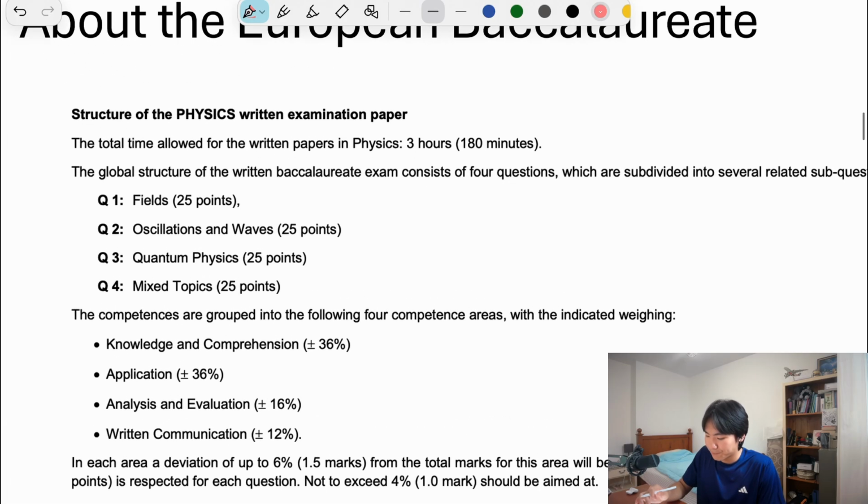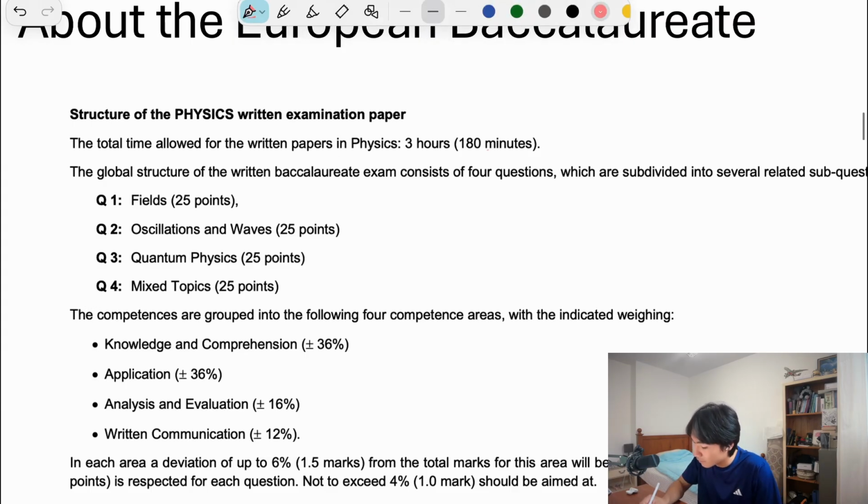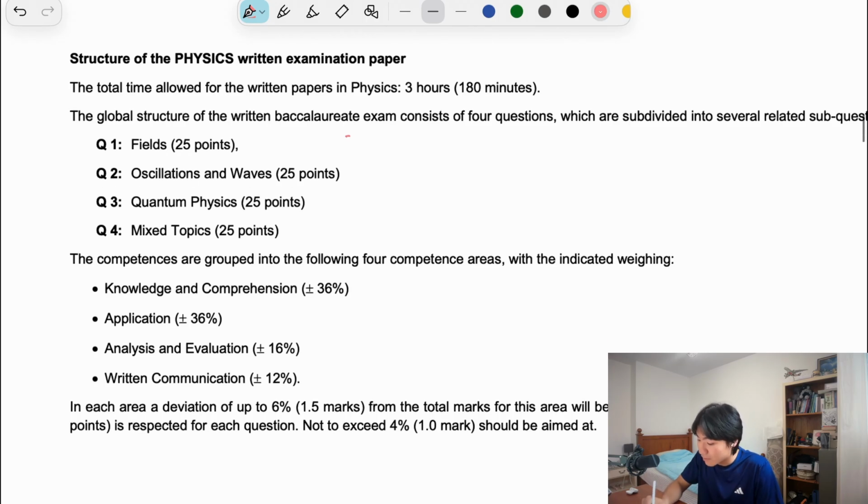And okay, the European Baccalaureate covers 4 questions in the exam, and the exam itself is 3 hours, right? 180 minutes. So if you have 4 questions, it's 180 divided by 4, which is around 45 minutes per question. But realistically, if you want to double check afterwards, it's around 40 minutes per question. Some sections, in my opinion, are easier than others, which I'll get into later.